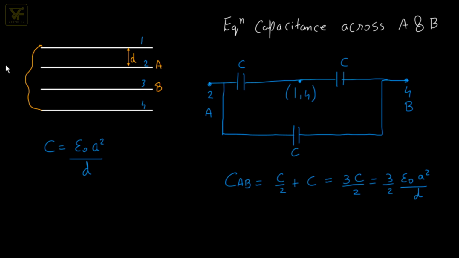Now this question is similar to the one we solved earlier, right? But the only difference is now we have a battery across it. But the question is different. What we have to find is not the equivalent capacitance. Instead, we have to find charge distribution.